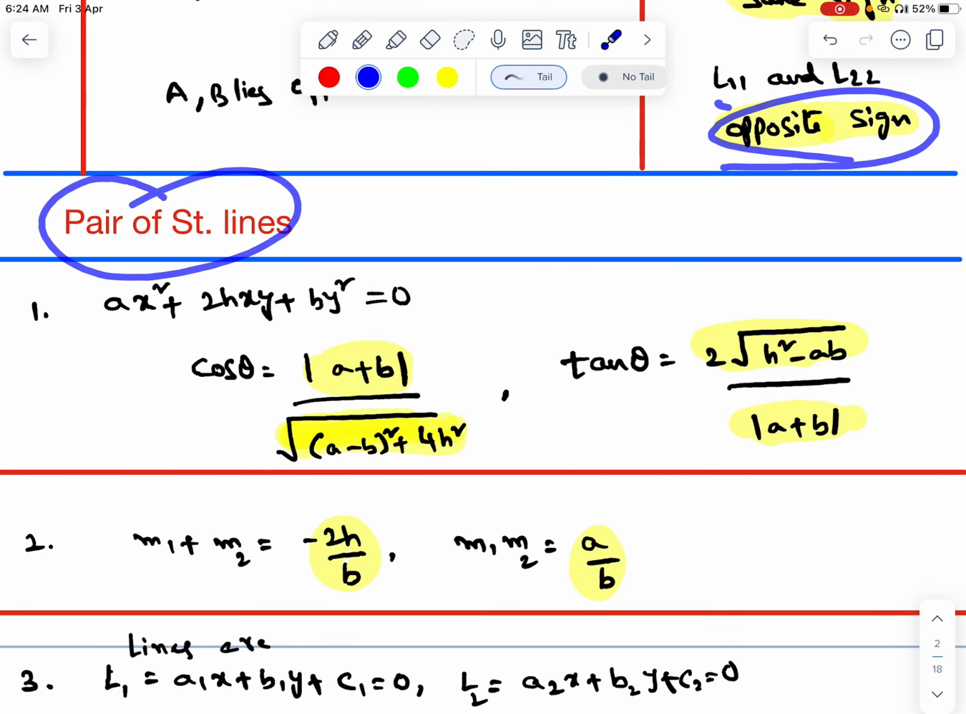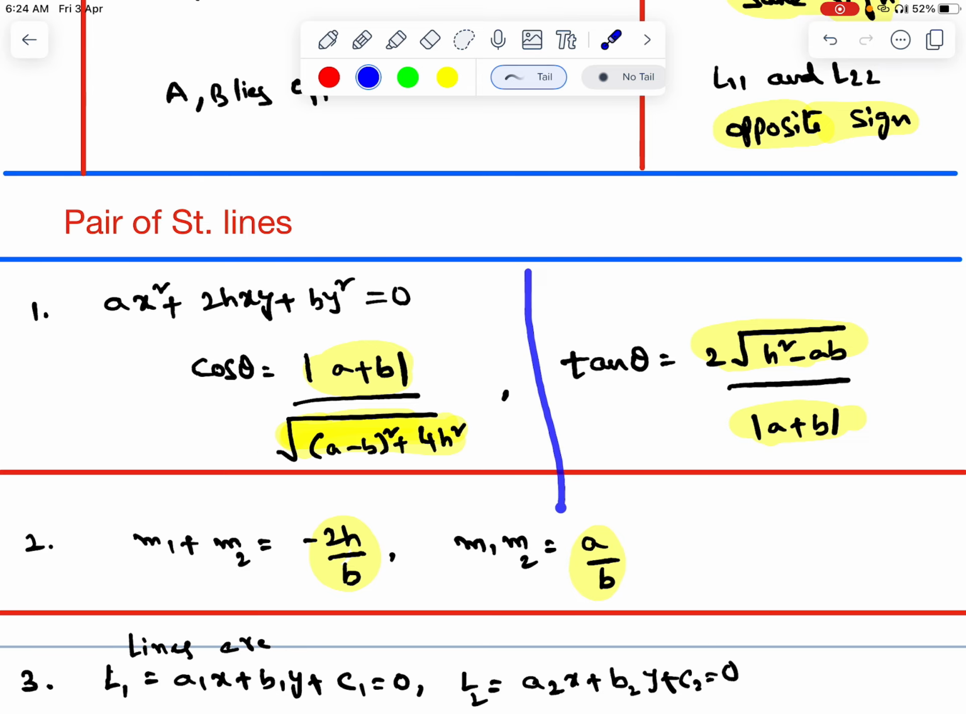Next, pair of lines. ax square plus 2hxy plus by square equal to 0 means this is the pair of lines. X-axis, y-axis and origin. These are passing through the origin. Okay. Then cos theta is equal to mod (a plus b) by root over (a minus b) whole square plus 4h square. Tan theta is equal to 2 into root over (h square minus ab) by mod (a plus b).